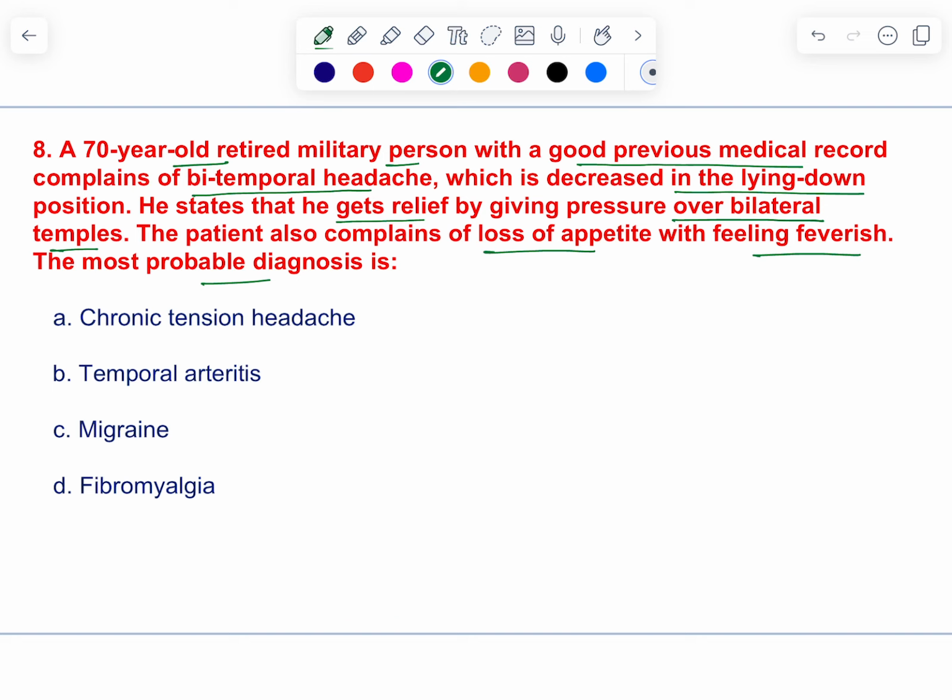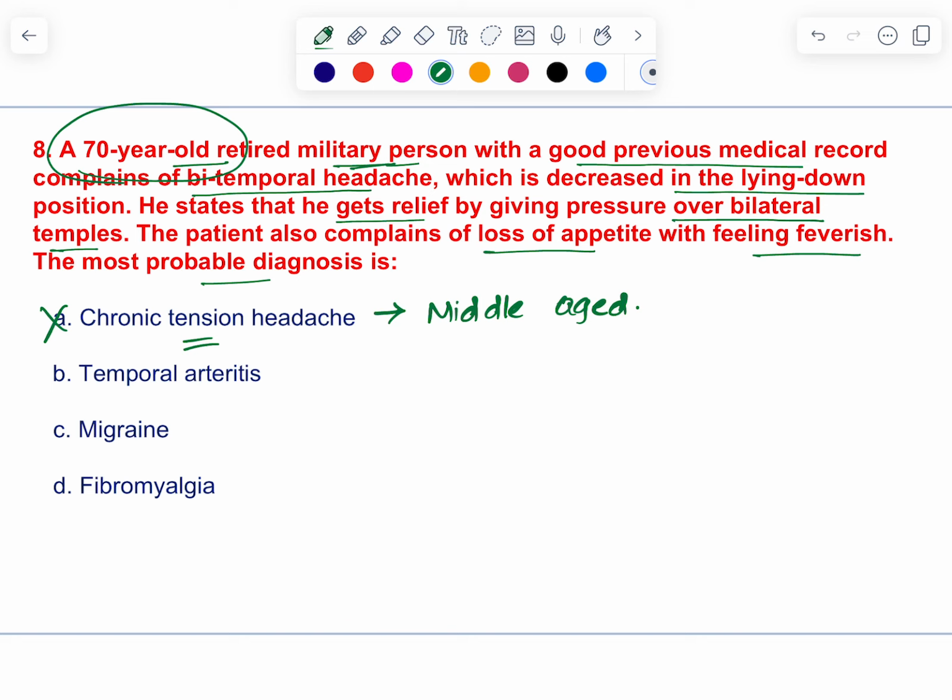Okay. Now take a 70-year-old retired military person. Why should he have a tension headache? Tension headache is usually observed in middle-aged individuals. But this particular person is a completely retired military personnel, so he will be getting his monthly payment from the government. So he need not take any particular stress at all. So tension headache is not at all the point in a 70-year-old male, and that too a retired military person. So tension headache is completely ruled out.